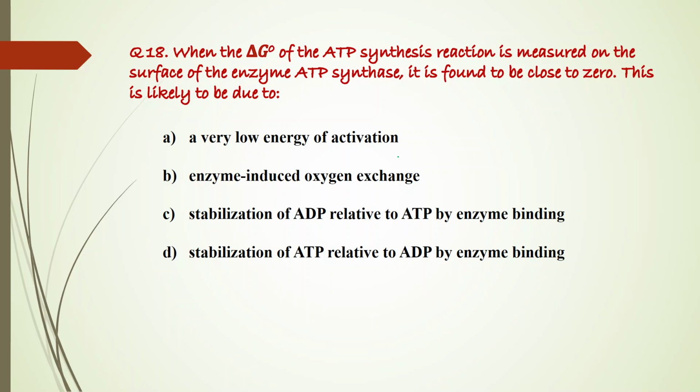So these are the 4 options that are given. First one is a very low energy of activation. Second one is enzyme induced oxygen change. Third one is stabilization of ADP relative to ATP by enzyme binding. And the fourth one is stabilization of ATP relative to ADP by enzyme binding. So these are the 4 options that you need to see.